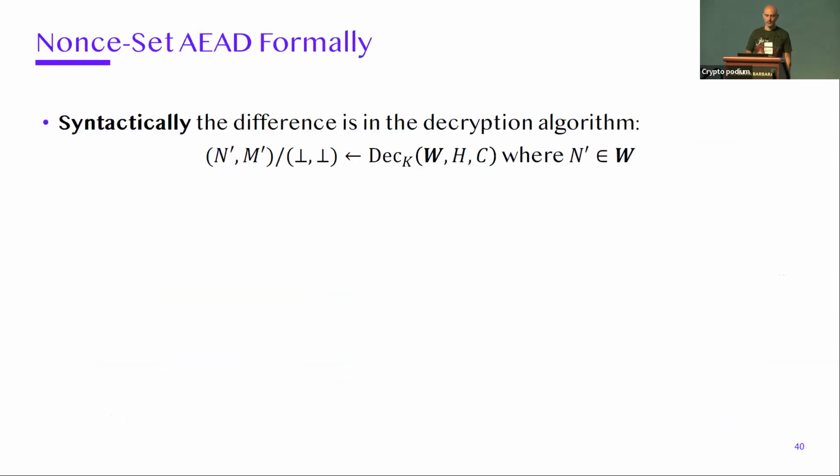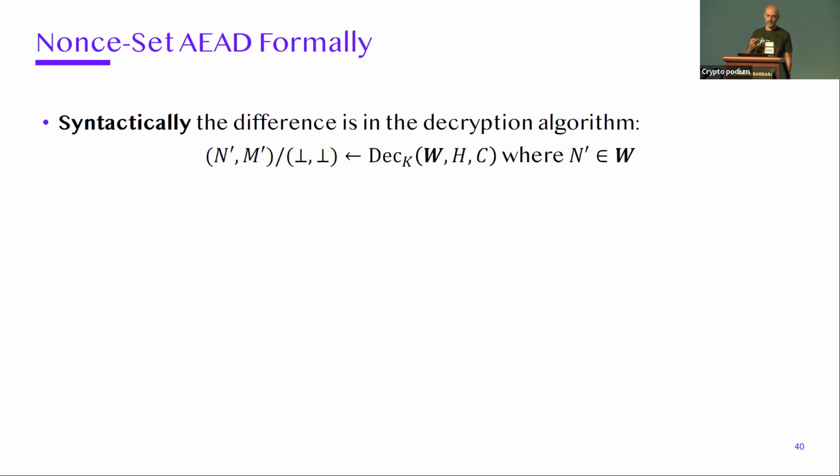But let's now define more formally what a Nonset AAD scheme is. So syntactically, the main change is in the decryption algorithm, which now takes, instead of a single nonce, a set of nonces W and returns a pair of strings, N prime and M prime, if decryption succeeds, or if decryption fails, it returns a set of error messages. And it is required that whenever decryption succeeds, the returned nonce N prime is included in the set W.